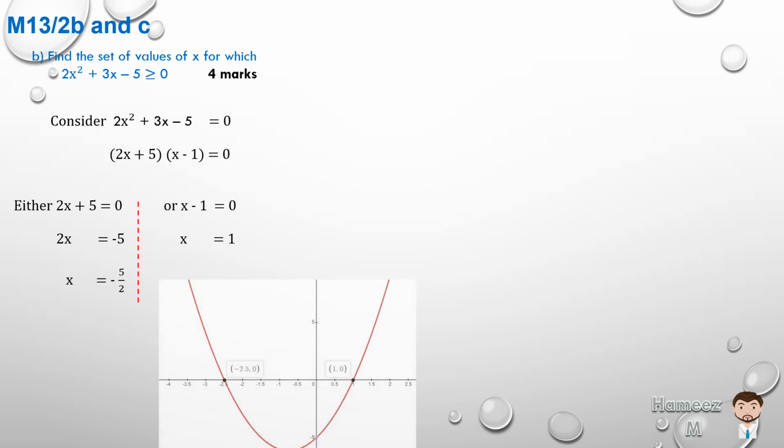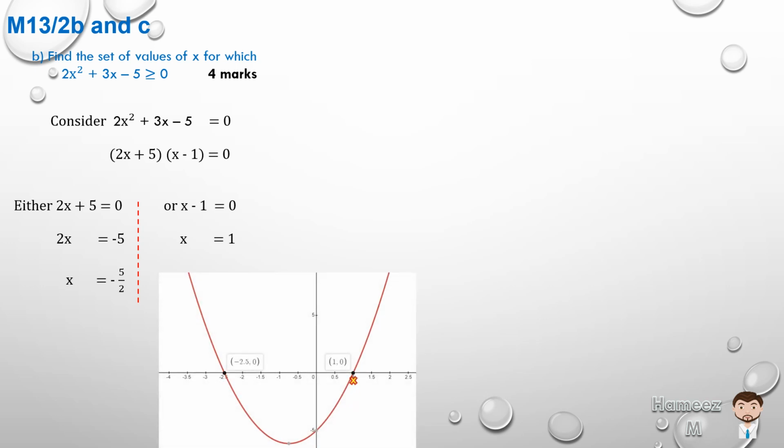So if we bring up a little graph and we identify where the roots are, and if we look at the original polynomial, we can see that the coefficient of x squared is positive, which means it's a U-shaped graph.